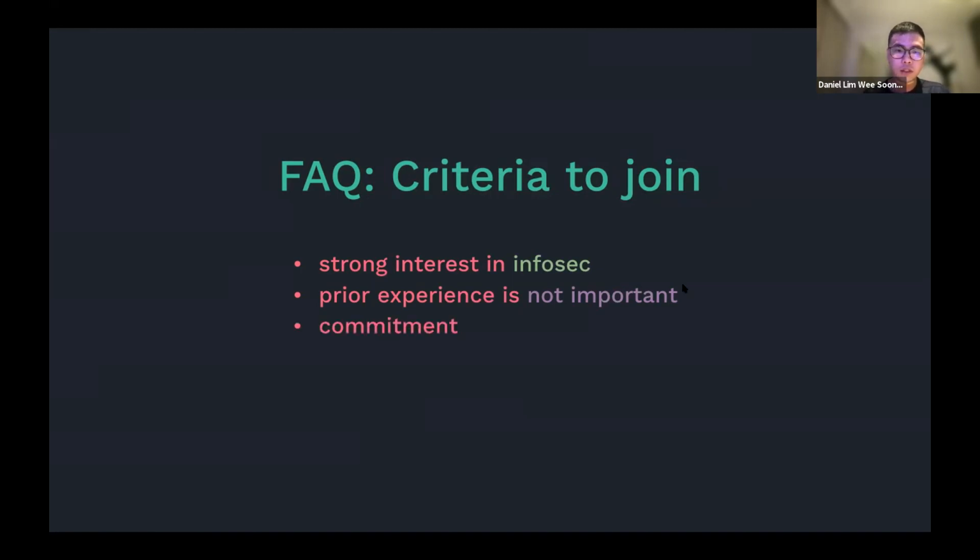And another thing is the commitment, because our commitment level is not very high. So we just hope that if you want to join, you plan to stay committed to Greyhats core team. So this one is not any of the above, it's all of the above.